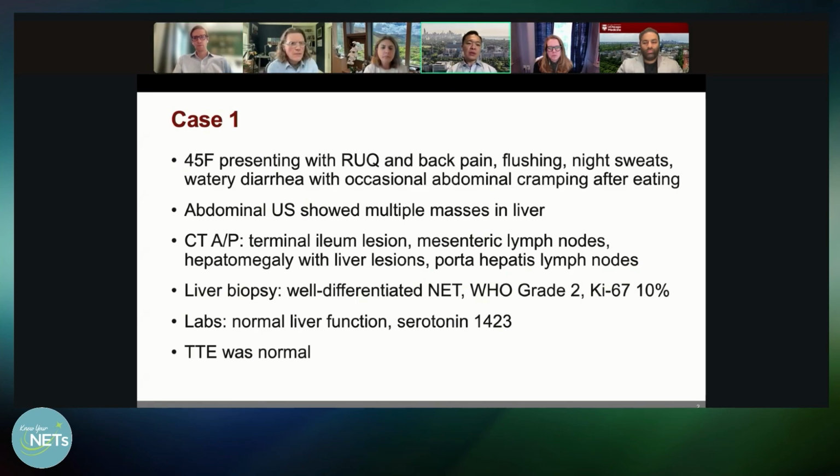So she went to her primary care doctor who did an abdominal ultrasound, and it showed multiple masses in the liver. That was followed by a CT abdomen pelvis, which showed a terminal ileum lesion, mesenteric lymph nodes, an enlarged liver with liver lesions, and portal hepatis lymph nodes. I'll show you the images in the next slide. But she had a liver biopsy, and that showed a well-differentiated neuroendocrine tumor. It was grade 2 and Ki-67 of 10%. Her labs showed normal liver function. Her serotonin was 1423, and she had an echocardiogram that was essentially normal.